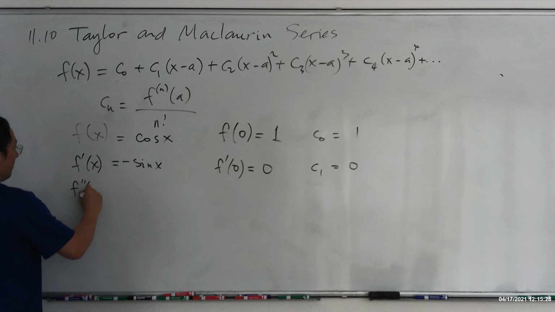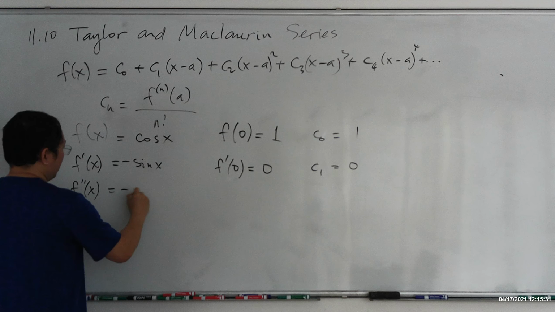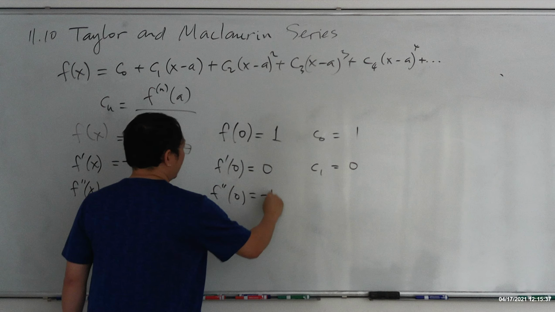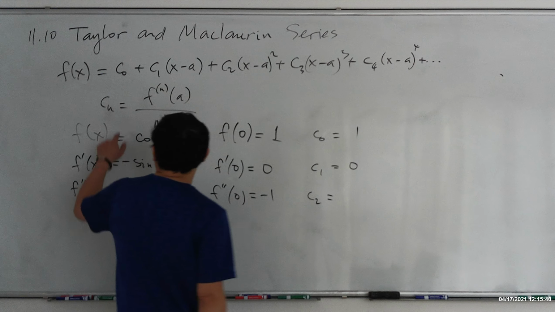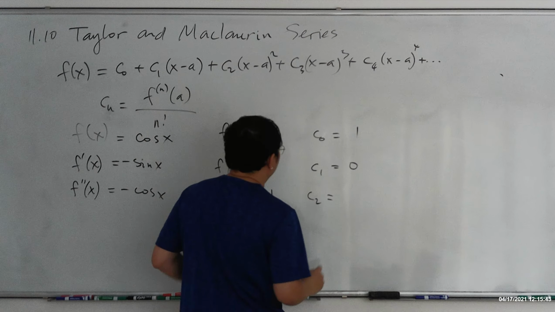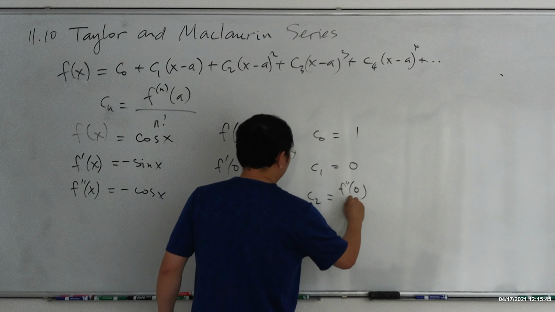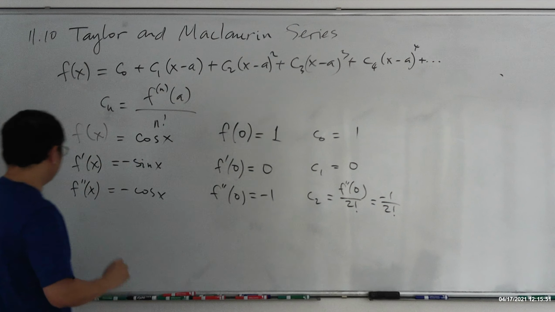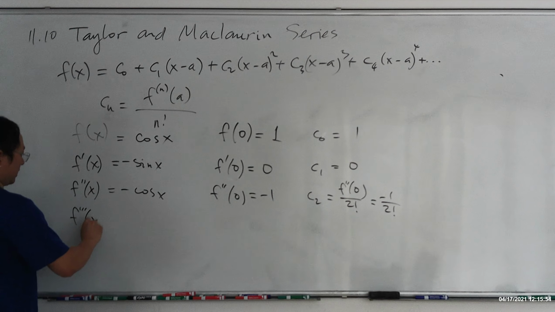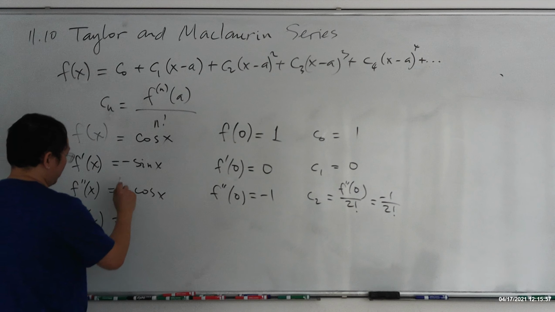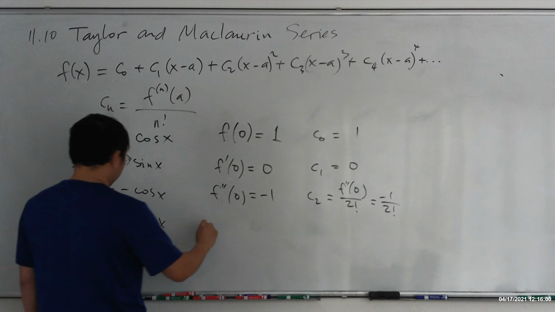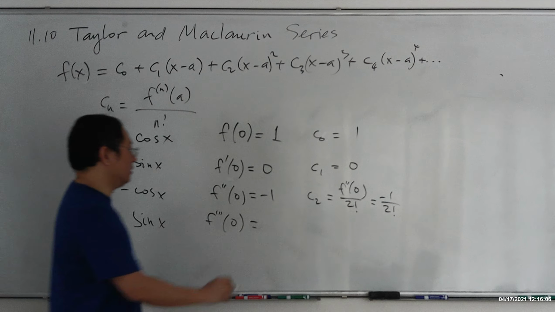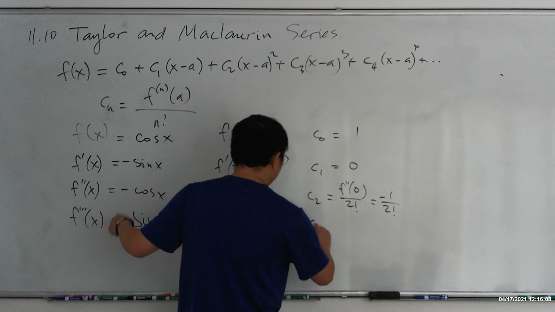Then f double prime of x, the derivative of negative sine is negative cosine of x. So f double prime of 0 is equal to negative 1. So C2 is what? f double prime of 0 over 2 factorial. This is negative 1 over 2 factorial. Okay. Try one more. f triple prime, the third derivative of x. The derivative of negative cosine is sine of x. Okay. So f triple prime of 0, sine of 0 is 0. Well, this is 0 already, so C3 is equal to 0.